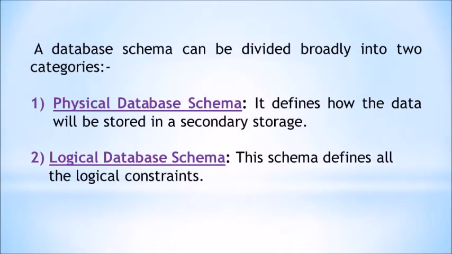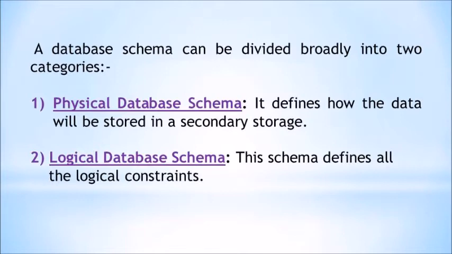A database schema can be divided broadly into two categories. First one, physical database schema that defines how the data will be stored in a secondary storage. This schema pertains to the actual storage of data and its form of storage like files, indices, etc.